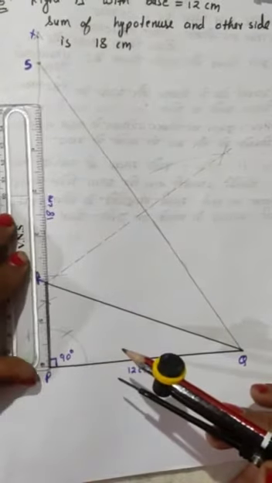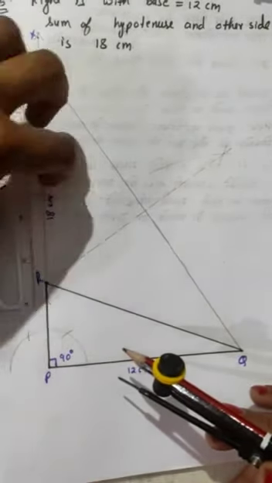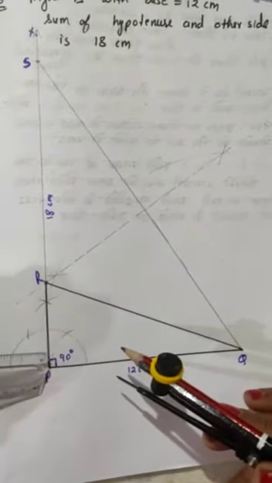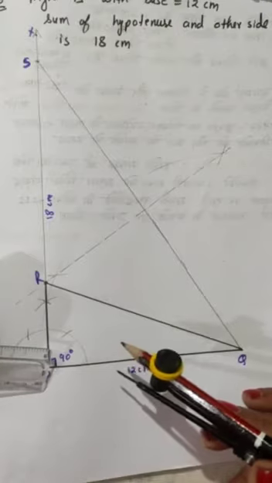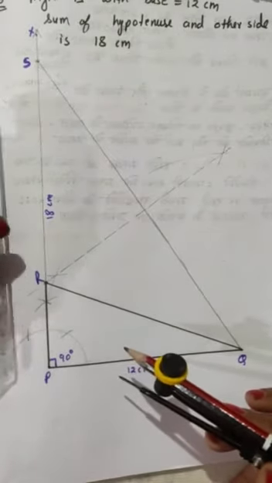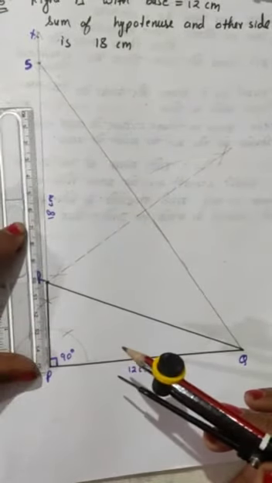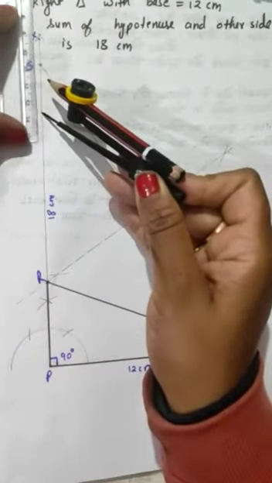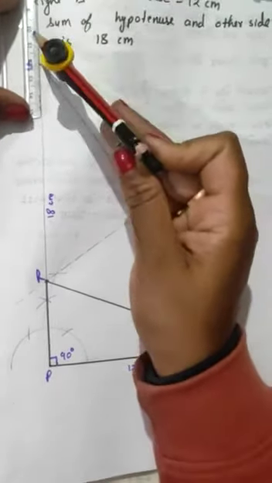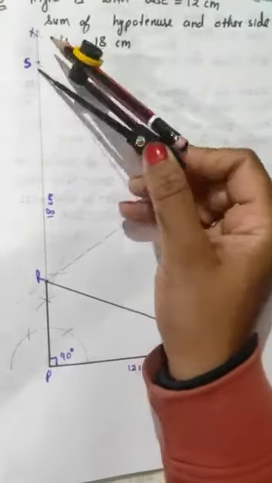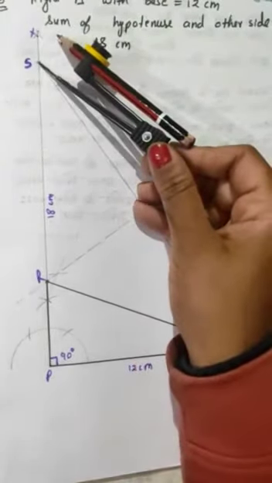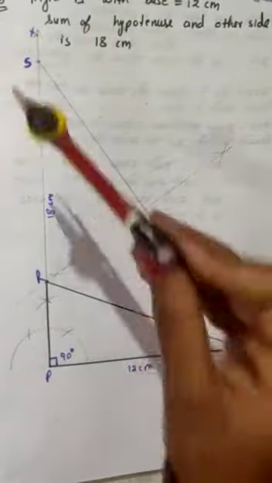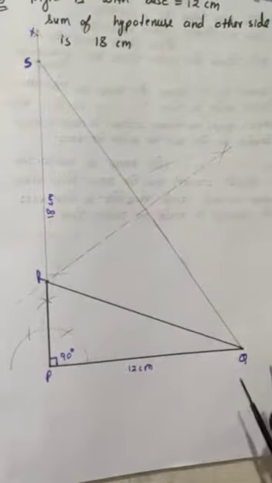So we will extend it, and since you want 18 centimeter as the sum, at least this ray PX should be greater than 18. Okay, so after that from P you will measure the distance. This much is 15, then 16, 17 and 18. So this point S is at a distance of 18 centimeter from P. Now you have to join S and Q, as you can see, I have just constructed.